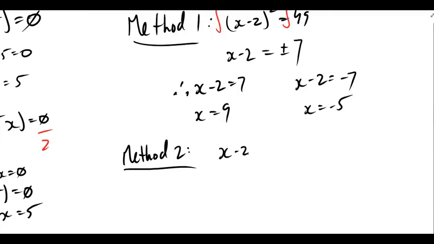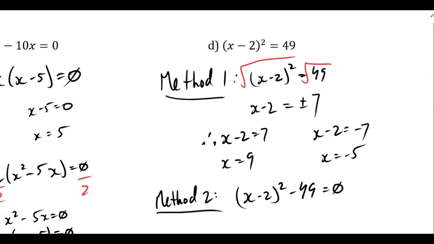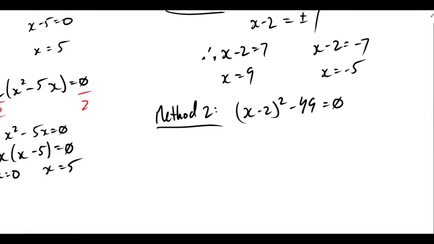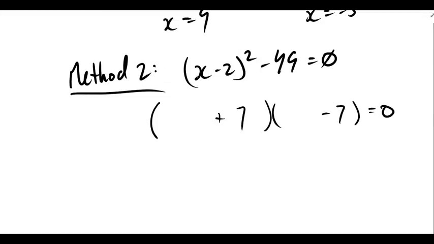What if this was written this way? So either method 2 is I move the 49 over. Okay, so subtract 49 equals 0. Or what if the question was given this way? This is like one of those tricky difference of squares questions from the previous unit. So what would that be? It would be something plus something, something minus something equals 0. Square root of the second thing is 7. Square root of the first thing, again, is x minus 2.